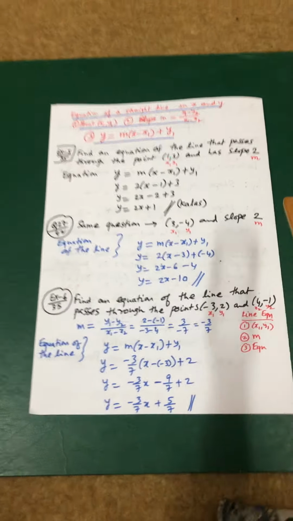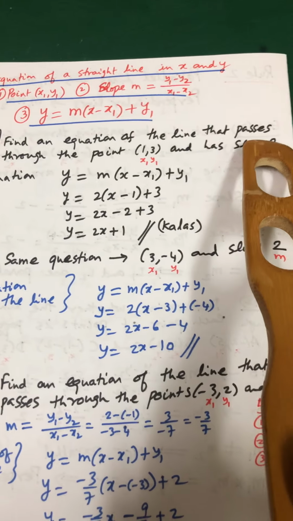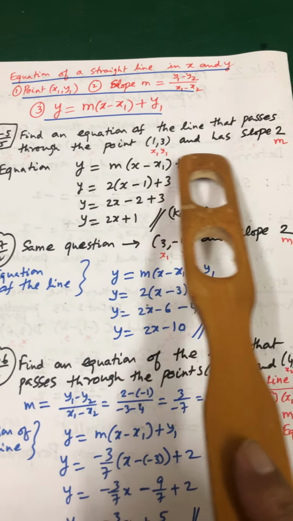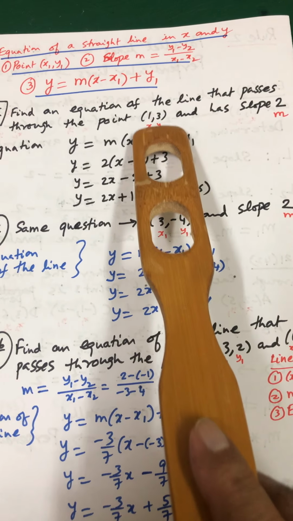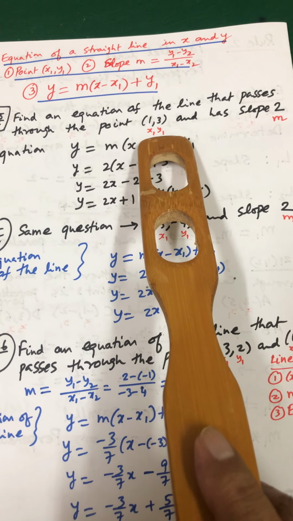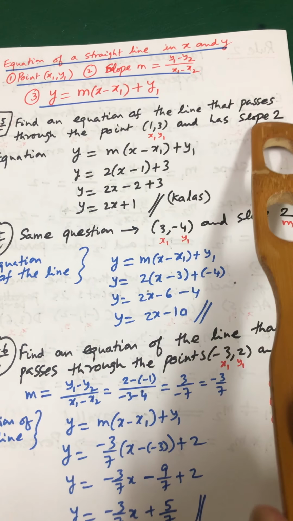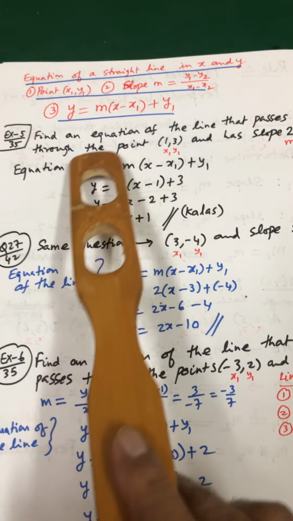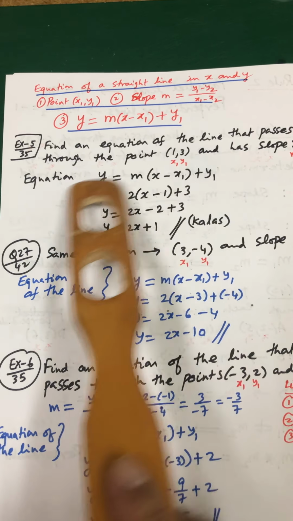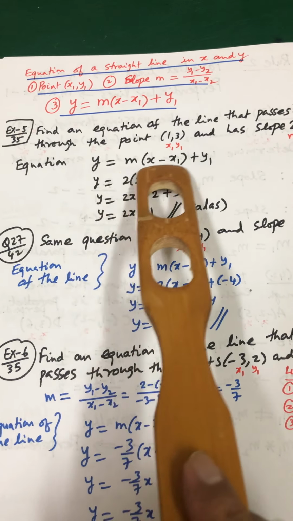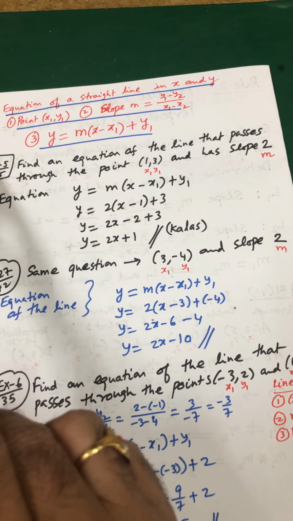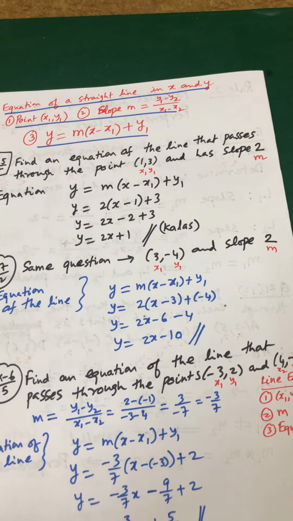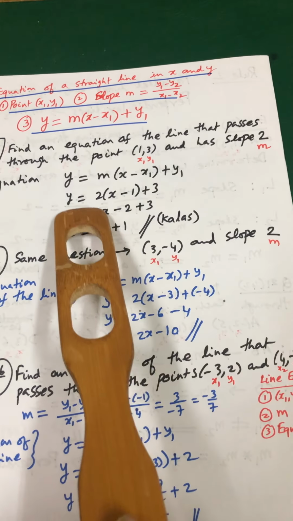y is equal to m multiply (x minus x1) plus y1. So let us do it. Find an equation of the line passing through the point (1, 3) and slope 2. Here the point is (1, 3), that is x1, y1. Slope m is equal to 2. What you want is to find the equation of the line. So write the equation. This is the formula: y is equal to m multiply (x minus x1) plus y1.